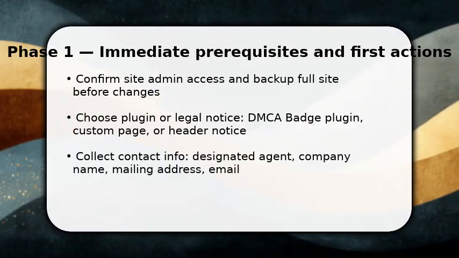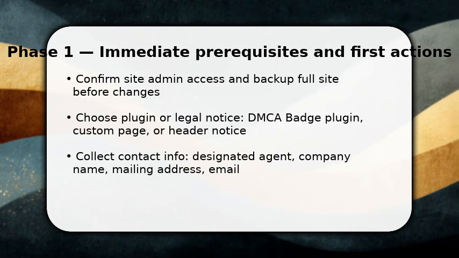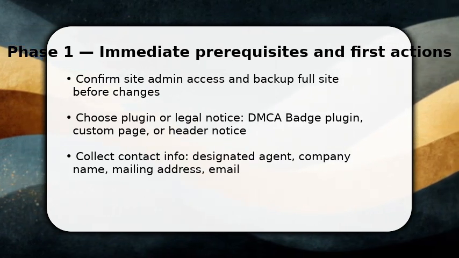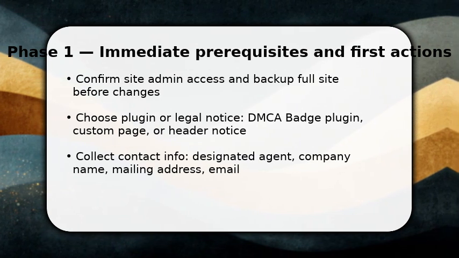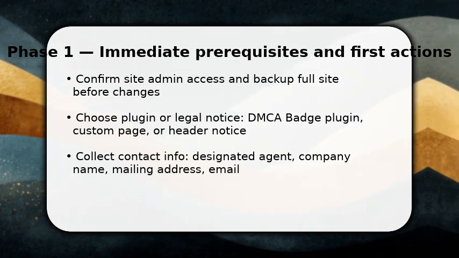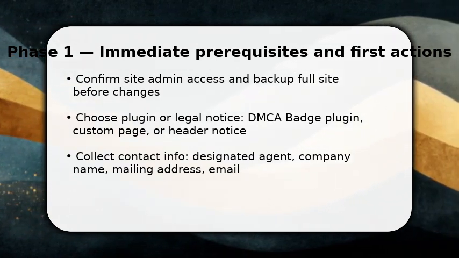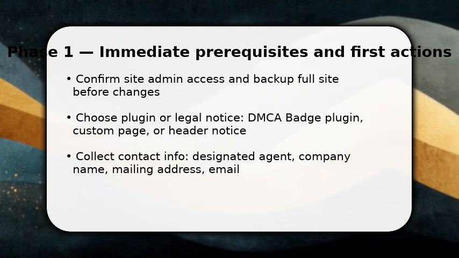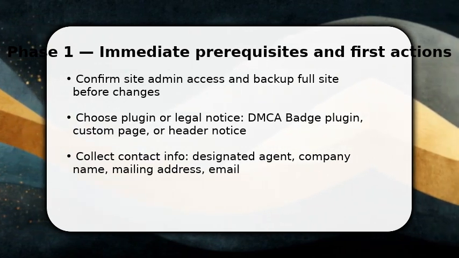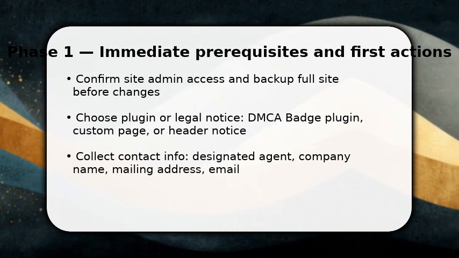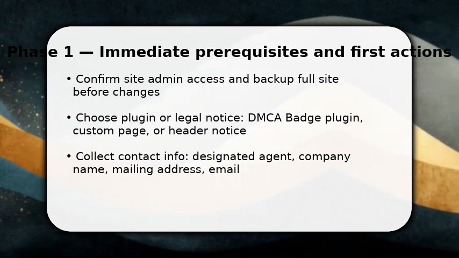You start by securing admin access and making a complete backup. This prevents data loss if a plugin misbehaves. Next, decide whether you'll use a plugin or add a custom DMCA notice. Plugin speed setup, custom pages give control. Prepare your designated agent contact details, name, postal address, and a monitored email.